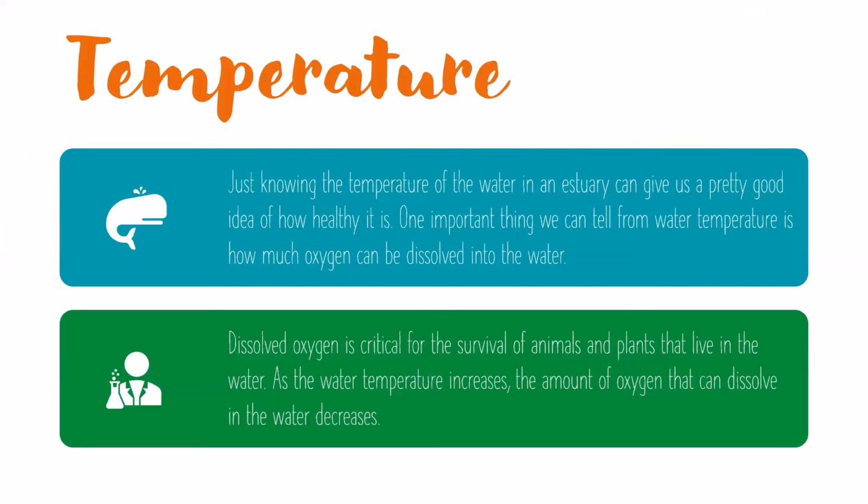So let us look at temperature. Just knowing the temperature of the water in an estuary can give us a pretty good idea of how healthy it is. One important thing we can tell from water temperature is how much oxygen can be dissolved in the water. Dissolved oxygen is critical for the survival of animals and plants that live in the water. As the temperature increases, the amount of oxygen that can dissolve in the water decreases. And that is an important chemical relationship that affects animals that live in water bodies.